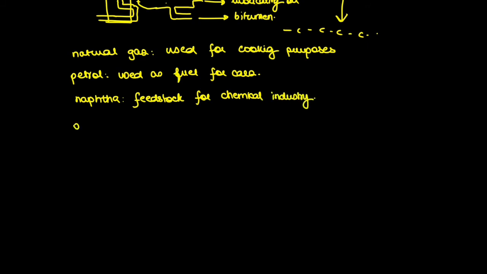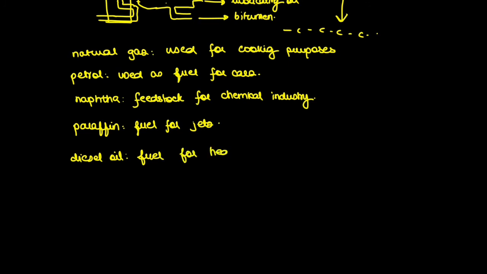Next is paraffin or kerosene. It's used as fuel for jets. Next is diesel oil, fuel for heavy vehicles like trucks or jeeps. Heavy vehicles.